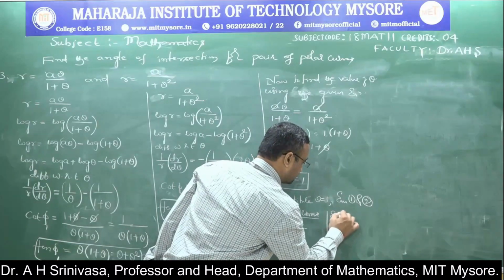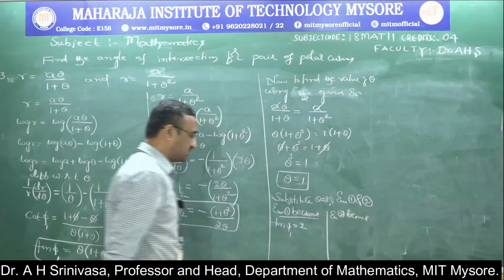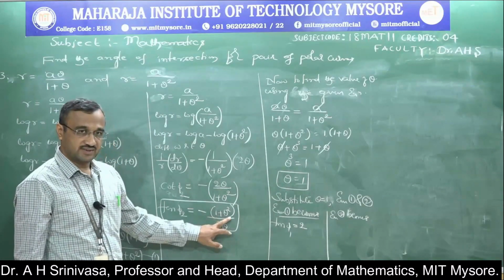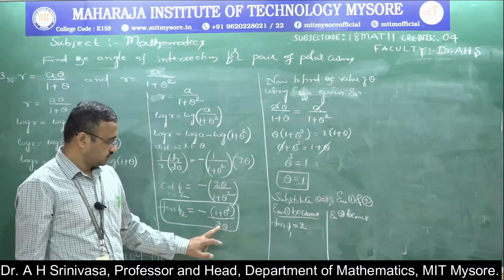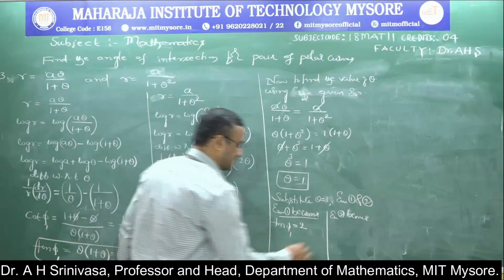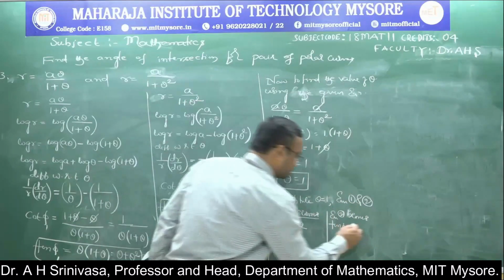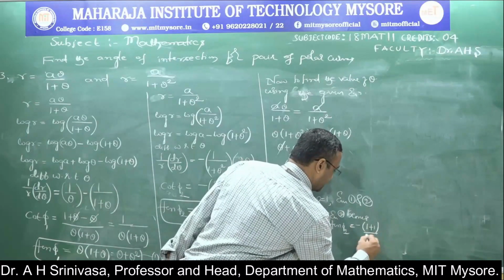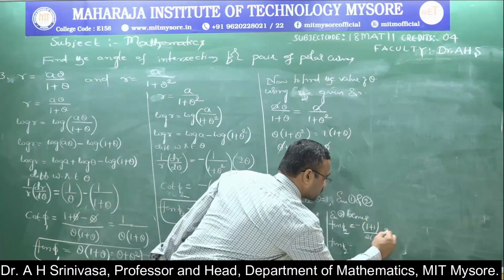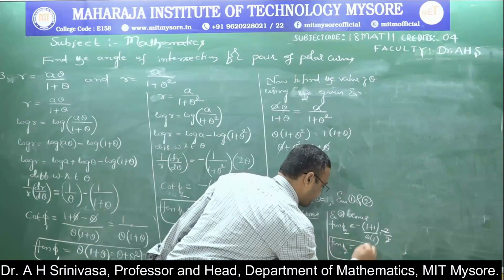And equation 2 becomes, now just substitute theta equal to 1 here. What happens here now? 1 plus 1, they become 2. 2 into 1, they become 2. That is 2 by 2, the value is minus 1. Then tan phi 2 is minus of 1 plus 1 divided by 2 into 1. Then tan phi 2 is 2 by 2 along with negative, that is minus 1.